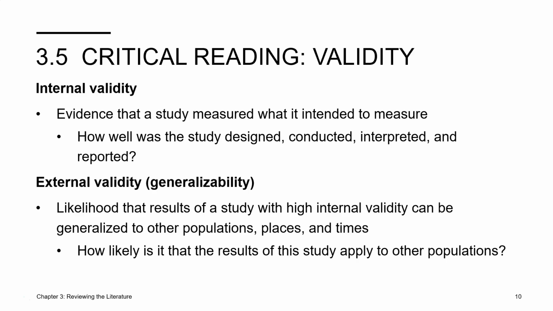Whereas external validity is the generalizability, the likelihood that the results of the study are internally valid, but then can also be generalized to other populations, places, and times. So if you have a group of students and the study is internally valid, how is that generalizable to other populations of students, say at a different university?